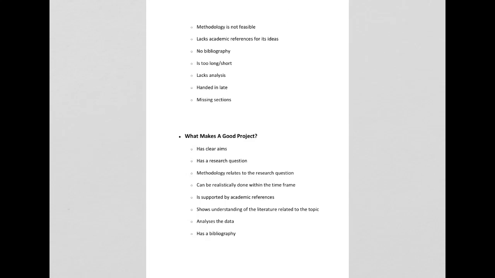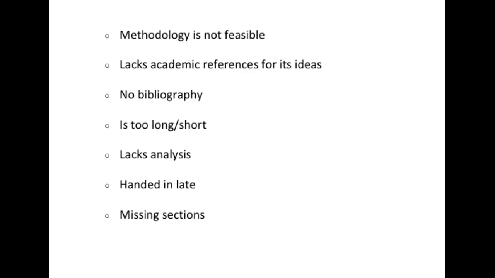Let's go on to the next section. Methodology is not feasible. You need to have a way of collecting information that is doable. If you want to talk to the Queen and find out about the royal family, it may not be doable, it may not be feasible. So therefore you need to make sure that what you're going to do is realistic and doable.